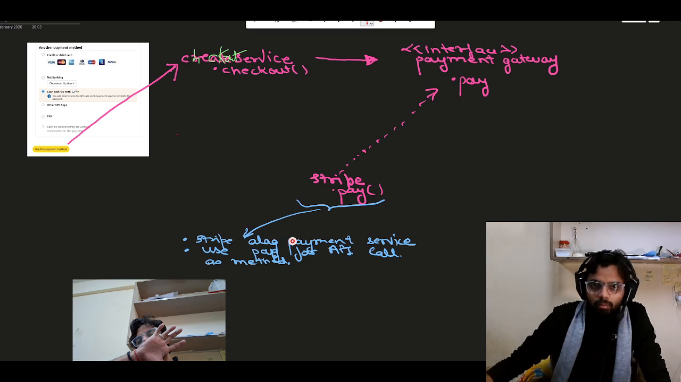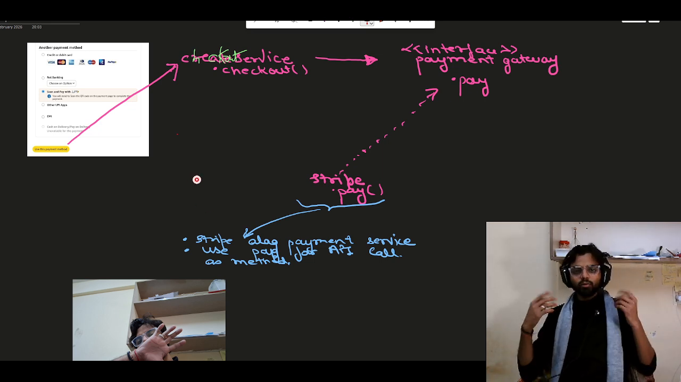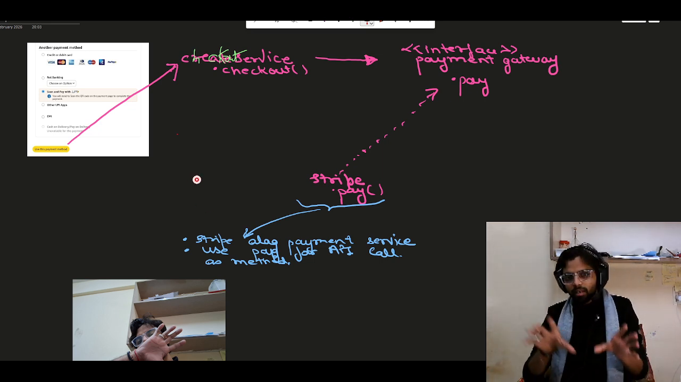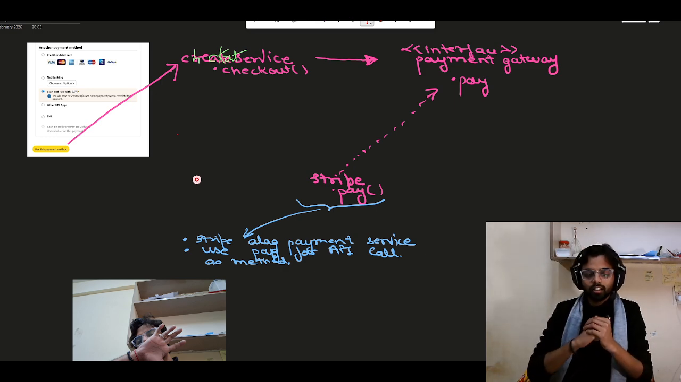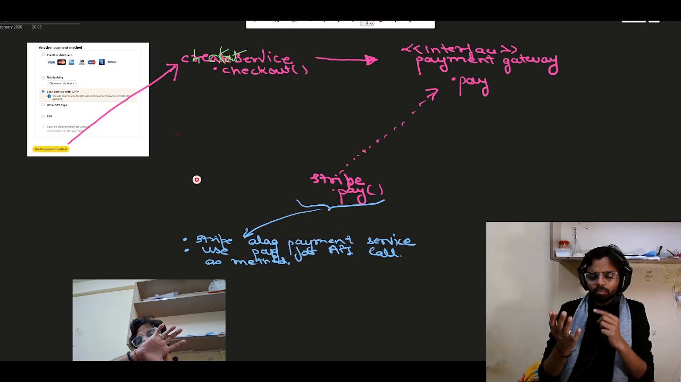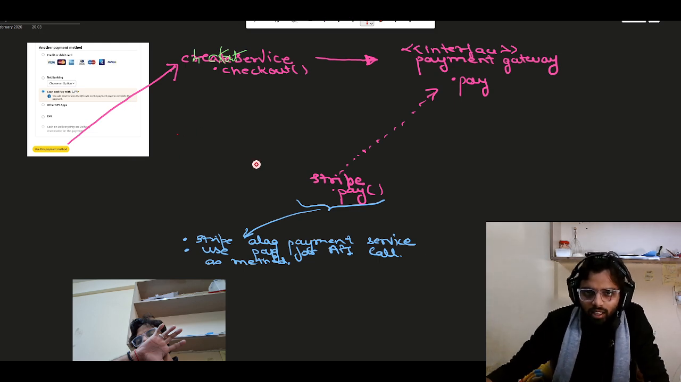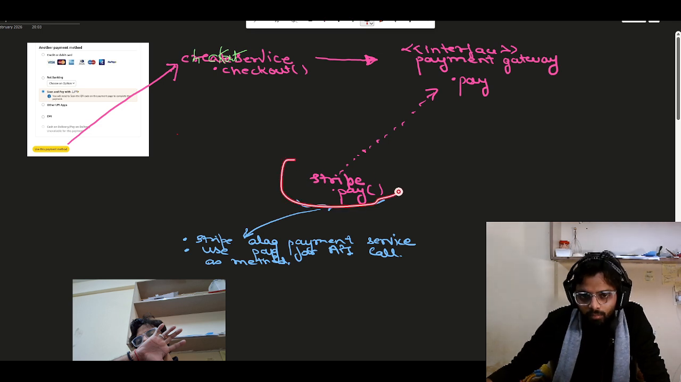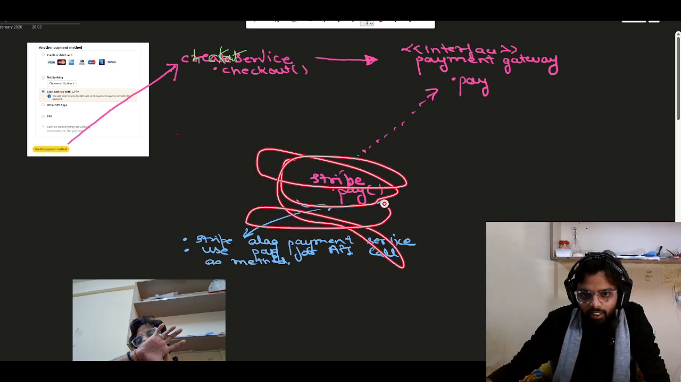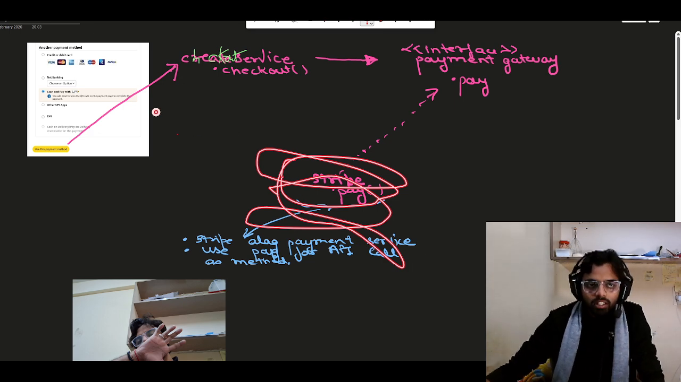So basically, suppose we have to create a checkout service that will be implementing a payment gateway. I have various types of payment gateways: Stripe, Razorpay, or some other things. For that, I have implemented Stripe for my payment gateway integration. So how does this look?